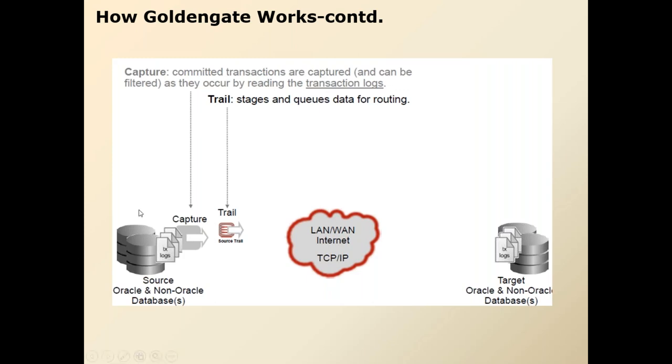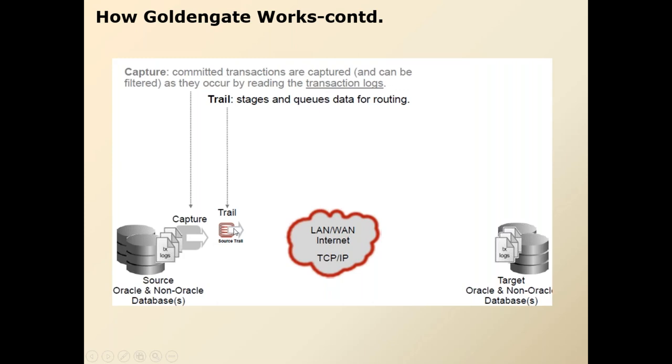So the GoldenGate capture process extracts the data from the source database. Upon reading the transaction log, it captures only committed transactions. Once the transactions are captured, it writes them to the trail files on the local machine, which are called local trail. So the trail file which resides on the source server is called local trail.